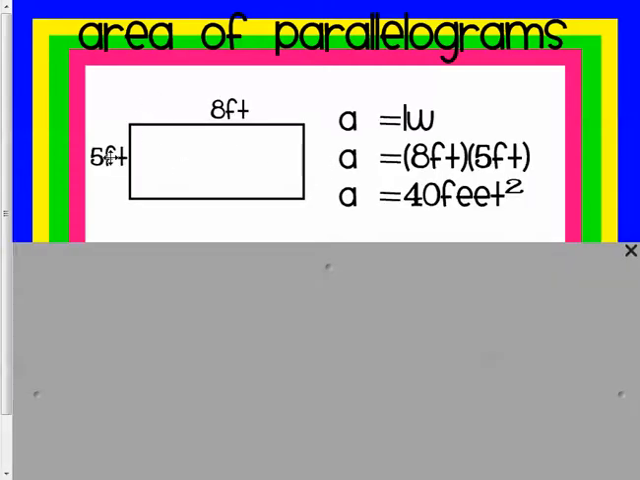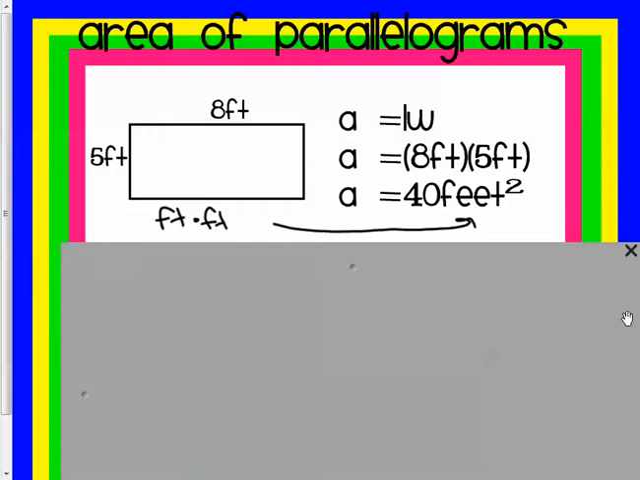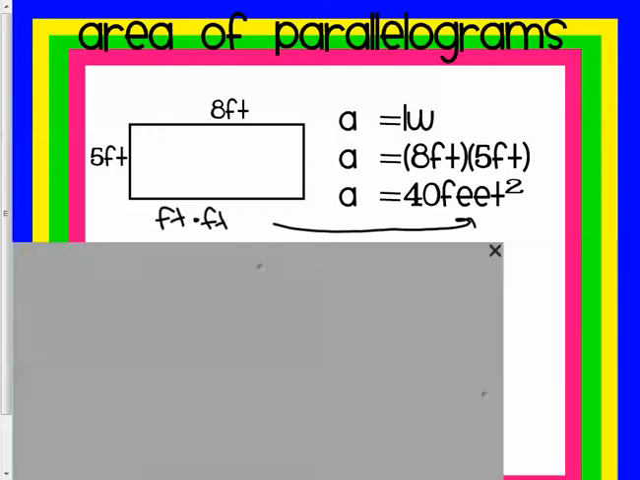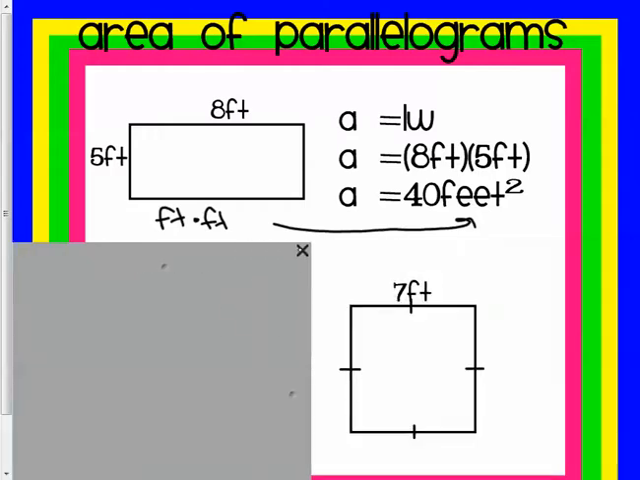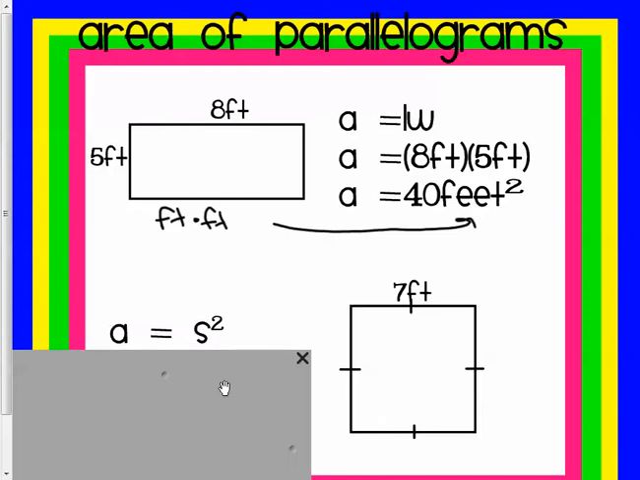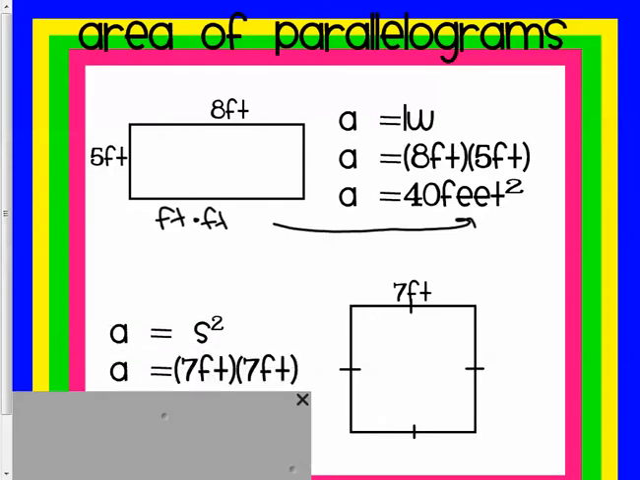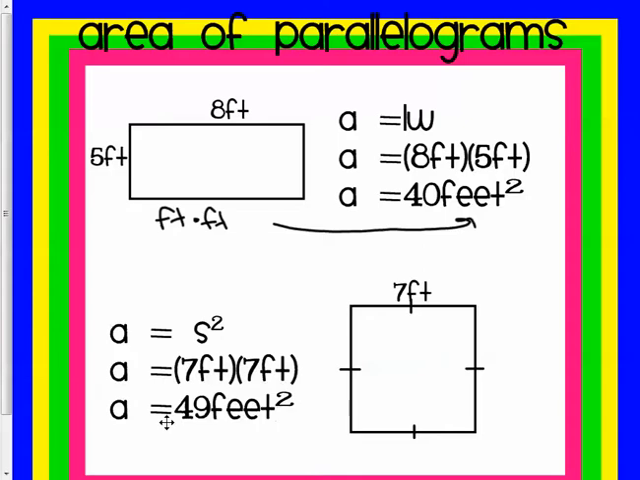So if we look at a rectangle, the area is the length times the width, so you just multiply. It's also not just 5 times 8, but it's a foot times a foot, which gives you feet squared. Okay, if we look at this shape, it's a square, we do the side squared. Again, same thing as length times width, because you're taking 7 times 7. And when you do that, you get 49 feet squared.